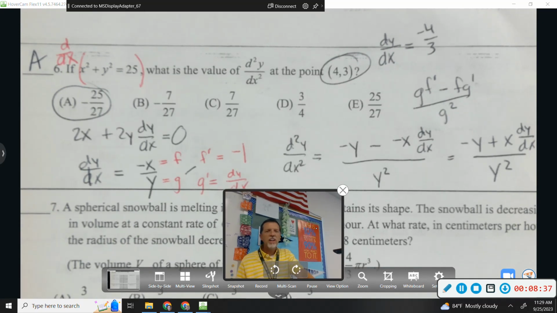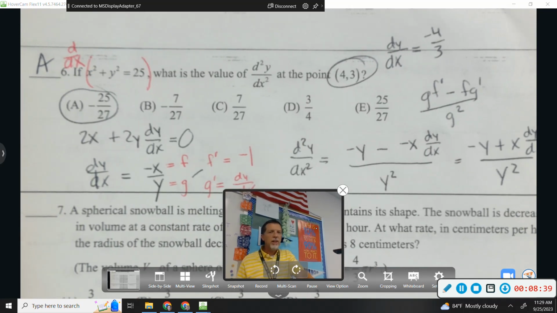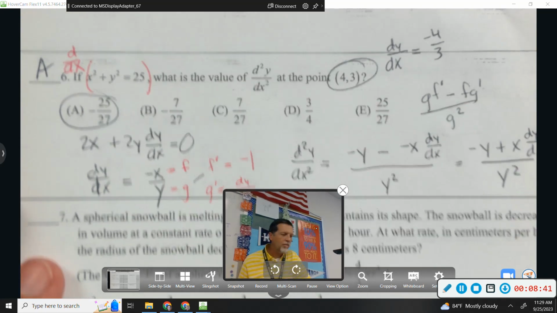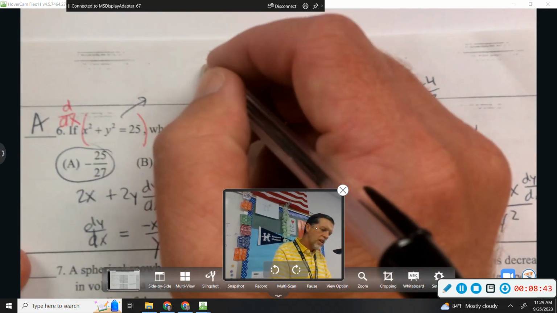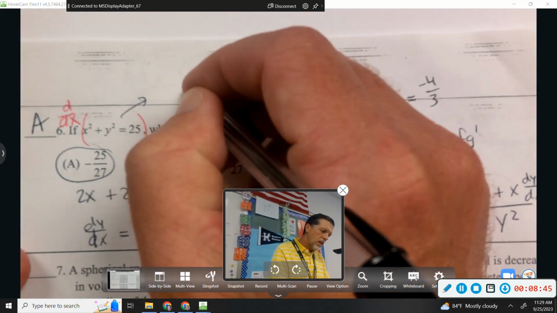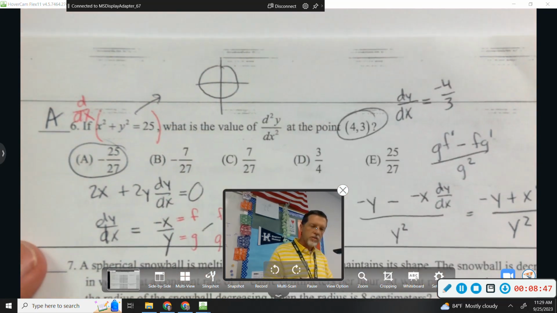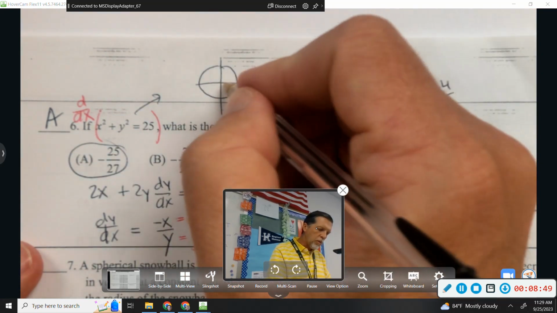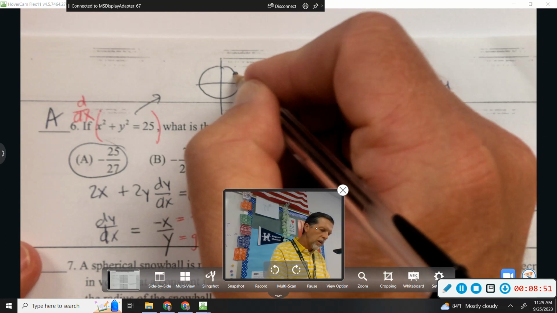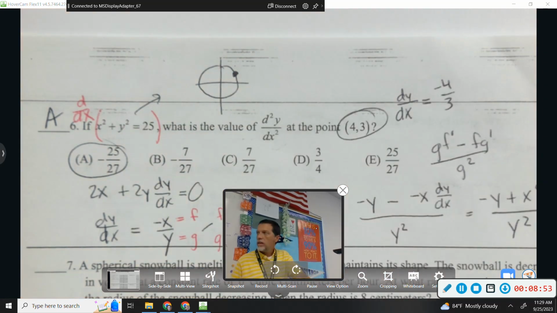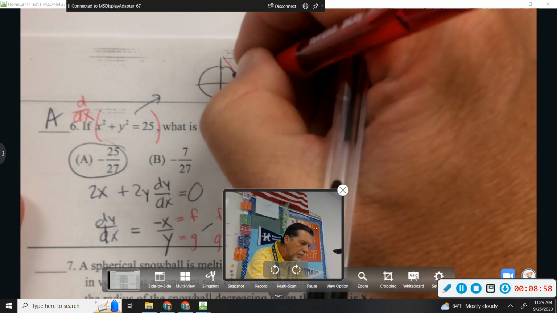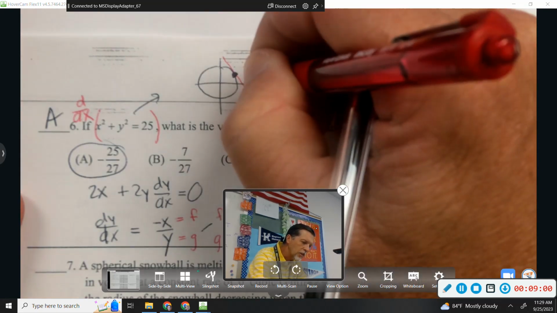There's a bit of a check on this problem. Do you know what x squared plus y squared equals 25 is? Do you know what shape that makes? A circle. Assume that's a circle. At the point 4, 3, that'd be over here somewhere. First derivative is slope, so I would believe that my first derivative is negative 4/3. That's fine.